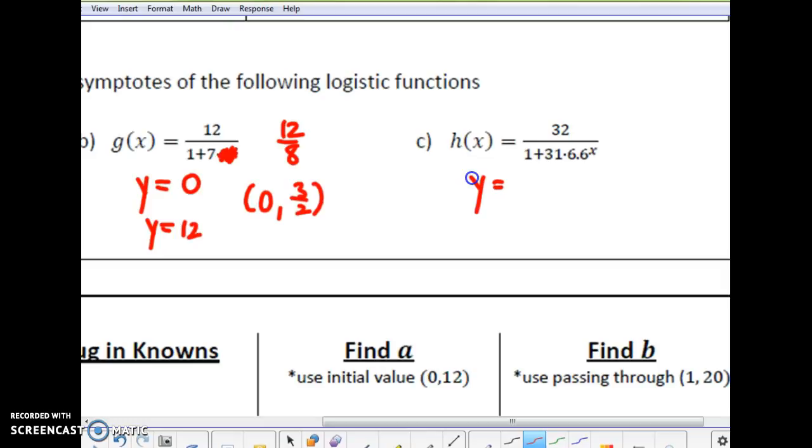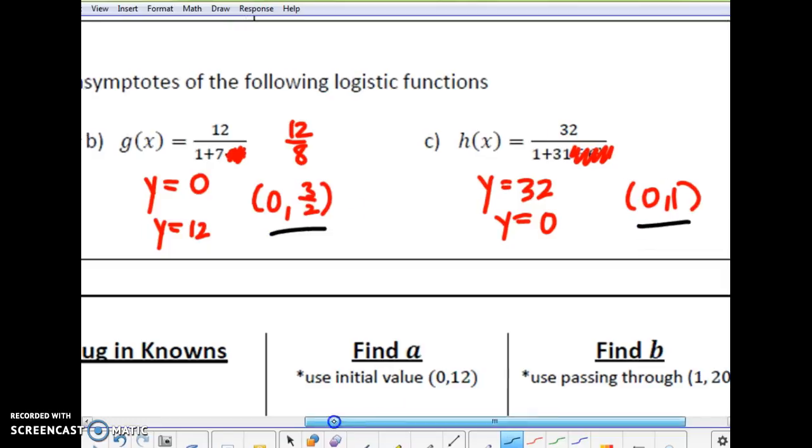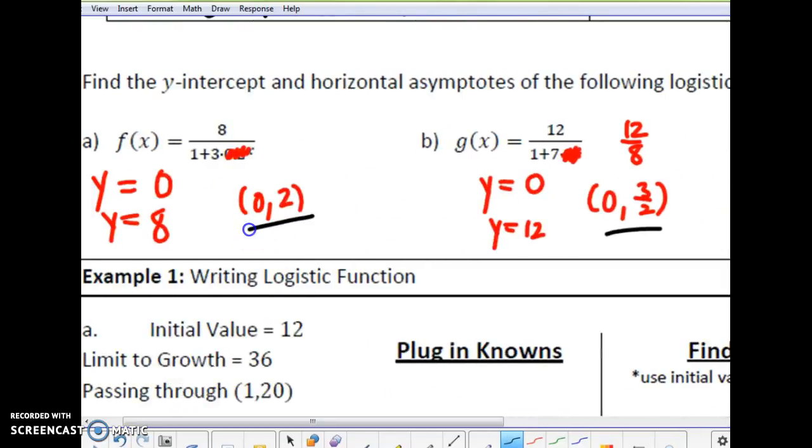Last one, you're going to have an asymptote at y equals 32, y equals 0. You can ignore that mess. That's going to be 32 over 32, so (0, 1). The thing I do want to point out is that when you're finding the y-intercept, that is your initial value. Two different ways to think about it: your x is equal to 0, and this is your initial value of your function.